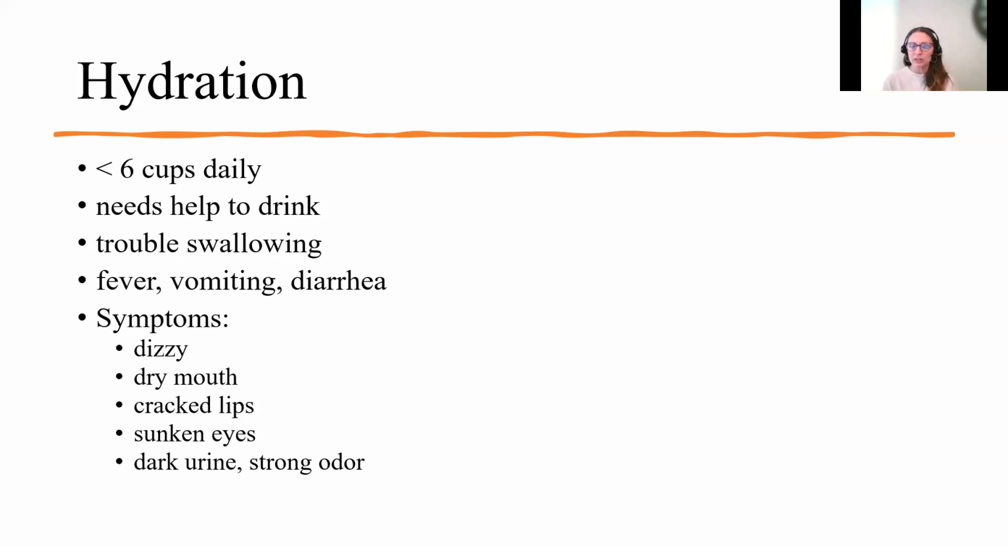Other symptoms that we can look for are dry mouth, cracked lips, sunken eyes, and then a good indicator is dark urine, strong odor, depending on which vitamins a person is taking, and certain foods can also affect urine. But generally, urine can be an indicator of dehydration. I almost forgot to say that the thirst mechanism is decreased as we age as well. So remembering to drink in spite of thirst.